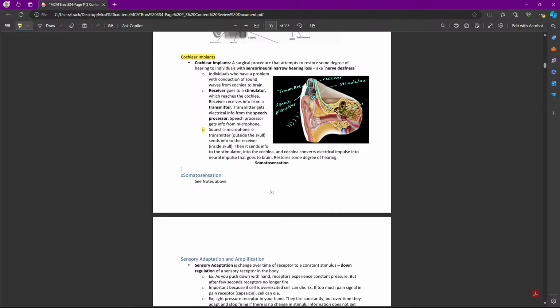So, when sound enters someone that has a cochlear implant, it hits a microphone to amplify the sound, which is then transmitted outside of the skull, which sends that info back into the skull, which activates a stimulator to prompt the cochlea to convert the electric impulse into a neural impulse.